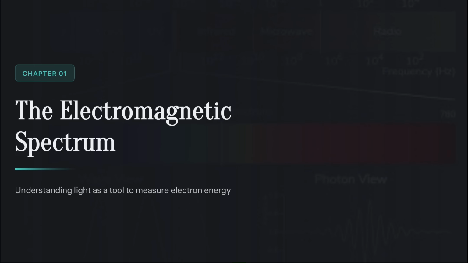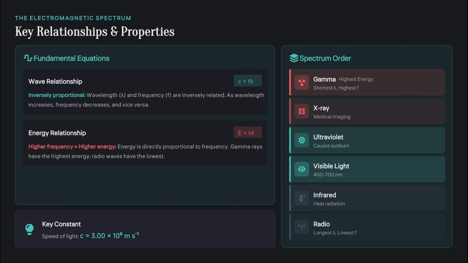Let's start with the electromagnetic spectrum. You guys should be familiar with it because we covered it in GCSE. You should be familiar with the fact that gamma is the wave with the highest energy because it has the shortest wavelength and highest frequency, and the radio waves are the lowest energy type of wave because it has the longest wavelength and the lowest frequency.